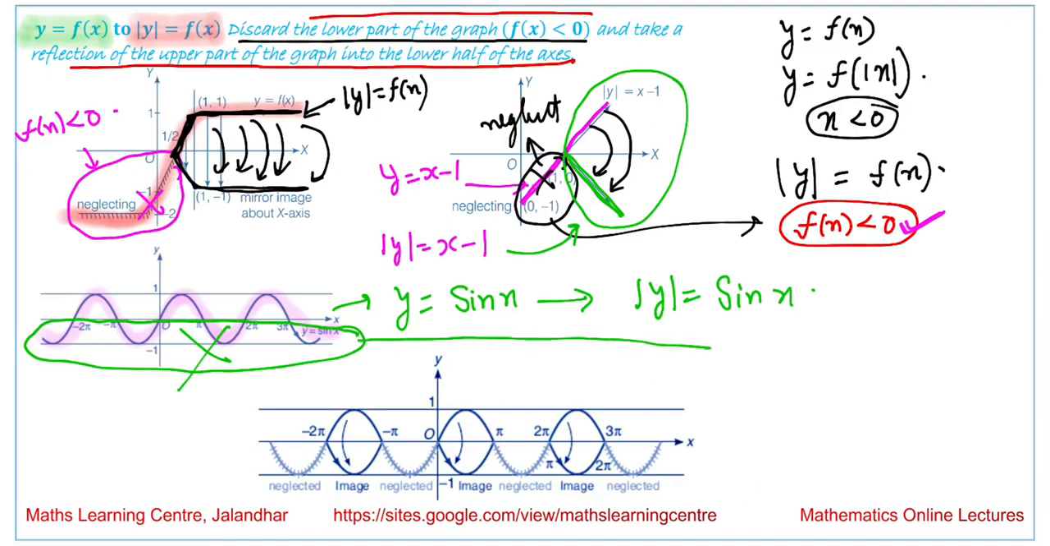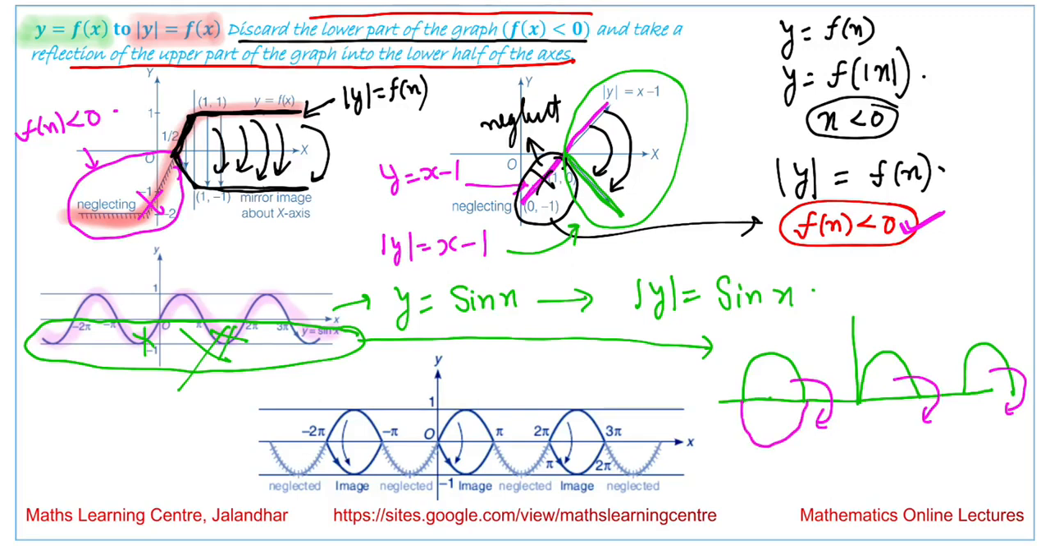By neglecting this portion, the graph comes in this form. This is our x-axis. When we have neglected these negative values, we obtain the graph in this form. Now we have to take the reflection of this graph about the x-axis. When we take the reflection, we obtain the reflection in this form. So the final graph for mod of y is equal to sin x we obtain in this form.